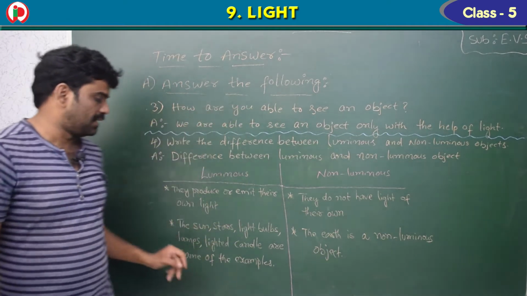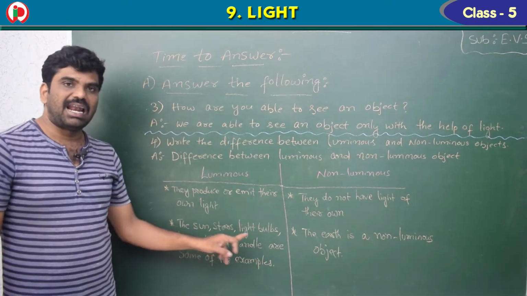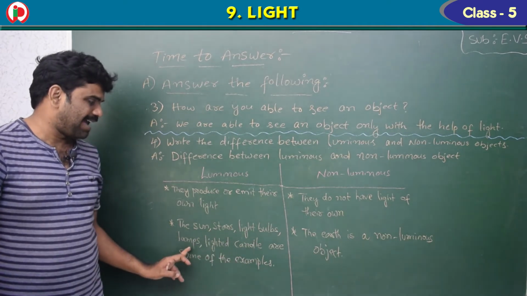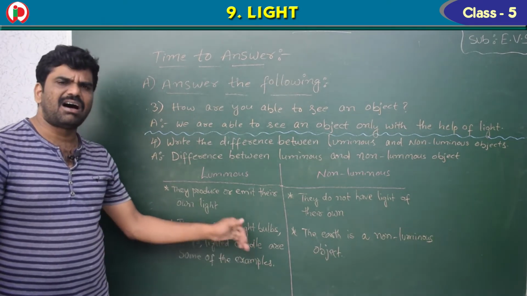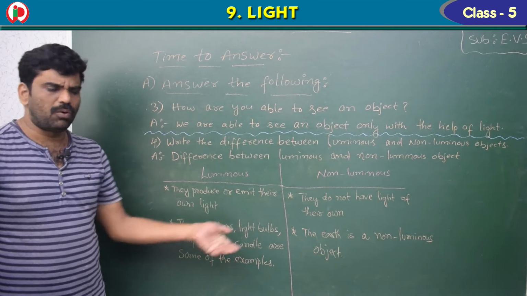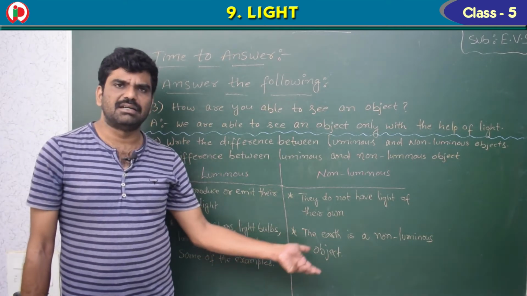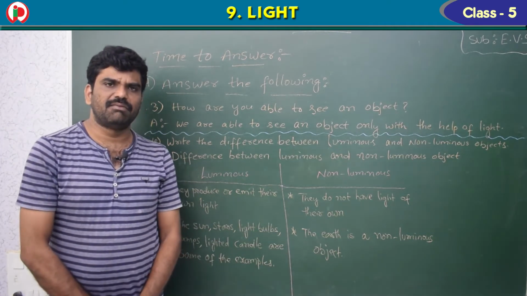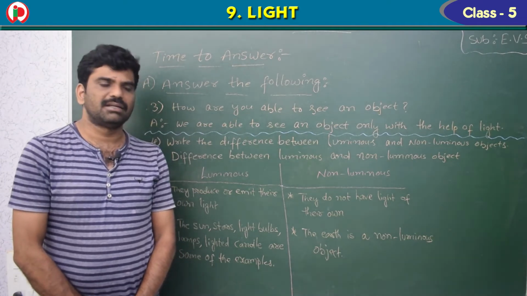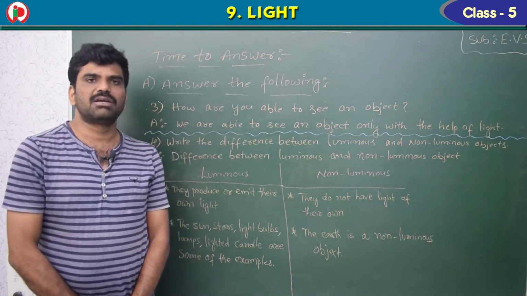Not only the sun, the stars, light bulbs, lamps, lighted candles, all these produce their own light. Whereas the earth, the remaining things, they cannot produce their own light. So the earth is a non-luminous object.